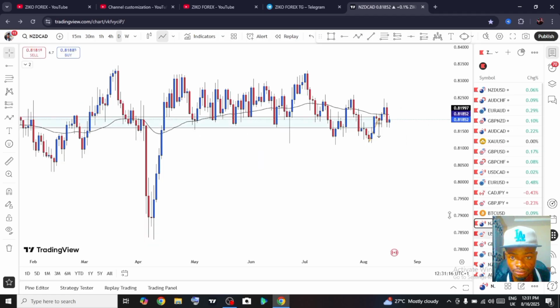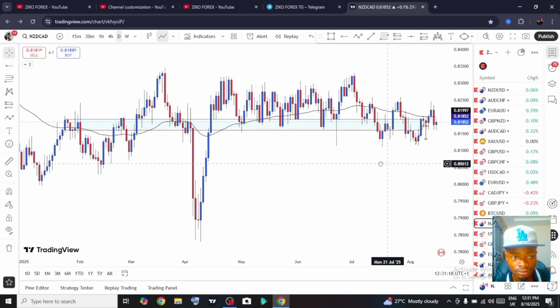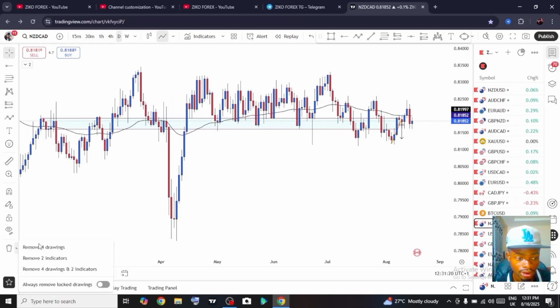NZDUSD, let's delete this area of interest.